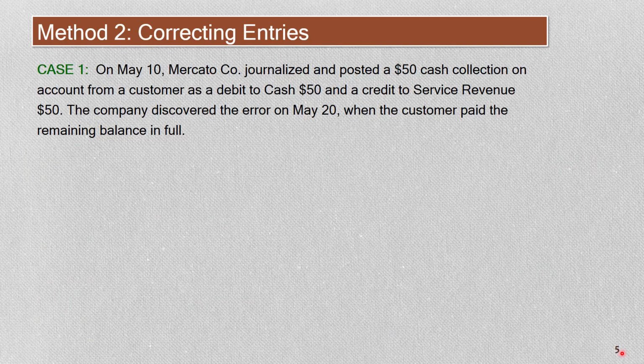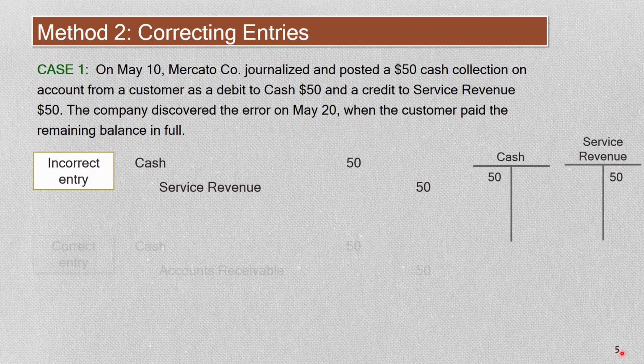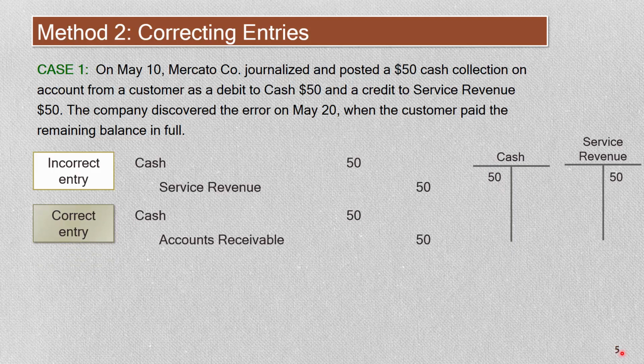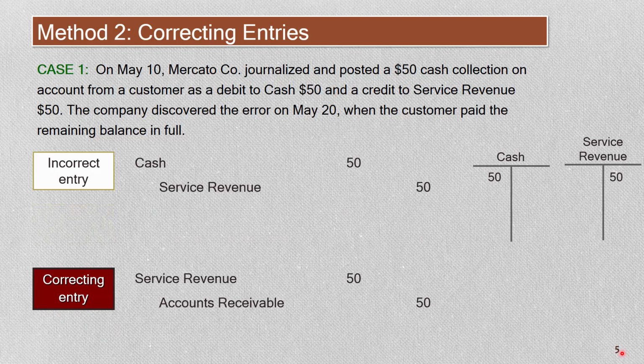Now let's look at the same case, but correct it using a correcting entry. So again, our incorrect entry was made on May 10th. That one stays there, we can't delete it. Okay, we know what they should have done. They should have debited cash and credited accounts receivable. So we're going to do a single correcting entry to fix that by debiting service revenue and crediting accounts receivable. We're therefore removing the service revenue with the debit, and we're adding in the accounts receivable with the credit.